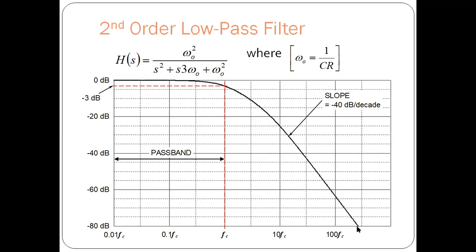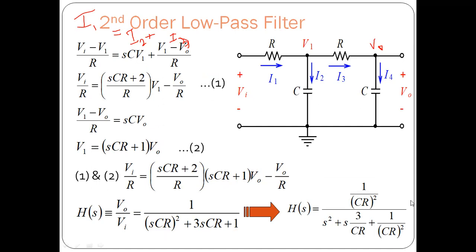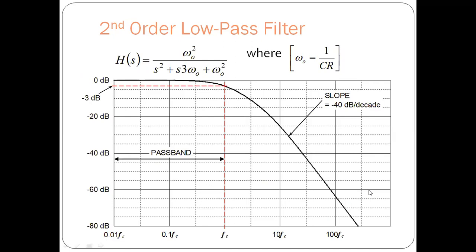And hence we can write, as we are assuming that 1 by CR is equal to omega naught, H of s will become omega naught square divided by s square plus 3 omega naught s plus omega naught square. So 1 by CR square means nothing but omega naught square. So this is what we are going to get, the transfer function of this second order low pass filter.